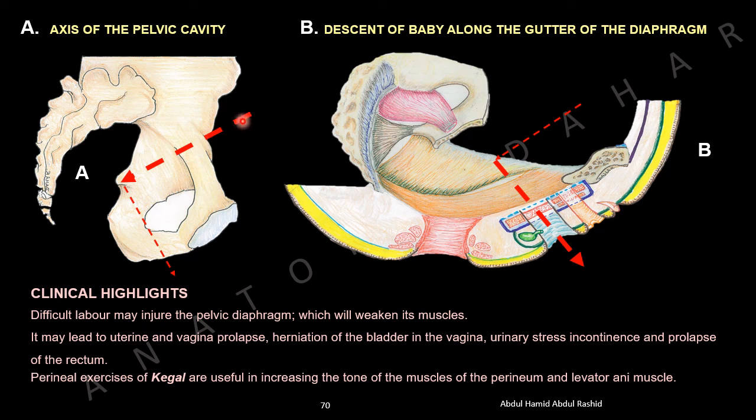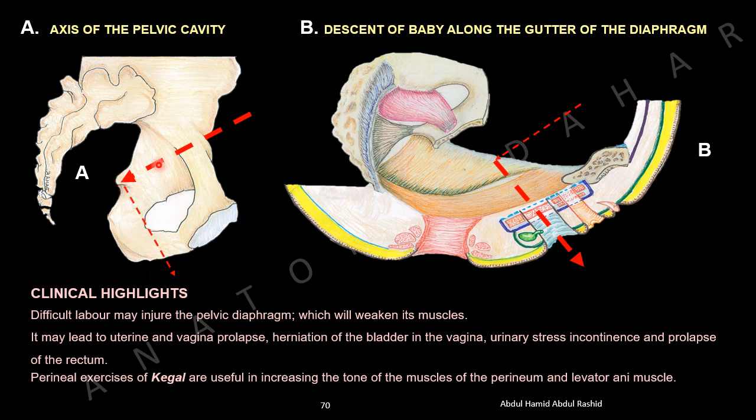So, the axis is the line joining the midpoints of the anteroposterior diameter of the inlet, the anteroposterior diameter of the cavity, and the anteroposterior diameter of the outlet. When you join the midpoints of these diameters, the line comes down like this at first, downwards and backwards. By the time it reaches the spine of the ischium, it is coming downwards and forwards. This is the axis of the true pelvic cavity, along which babies will come down. That means coming downwards and backwards, and then downwards and forwards.